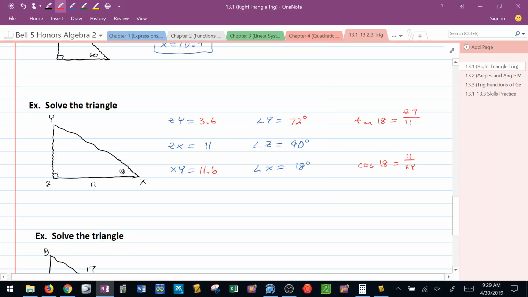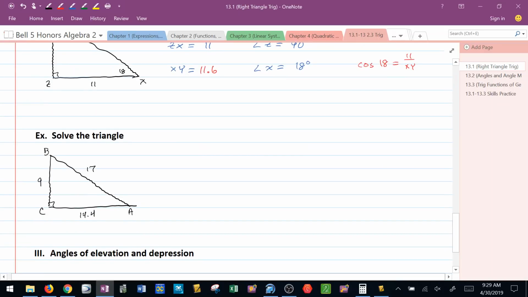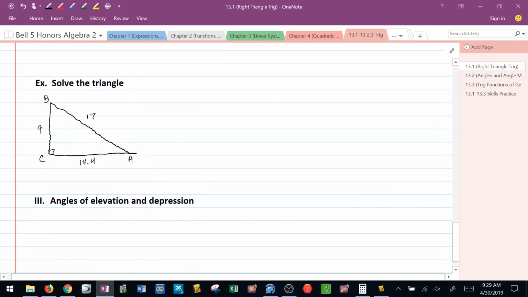And that's how you solve a triangle. So let's try another one here. On this triangle, let's see what they give me. They give me all the sides.